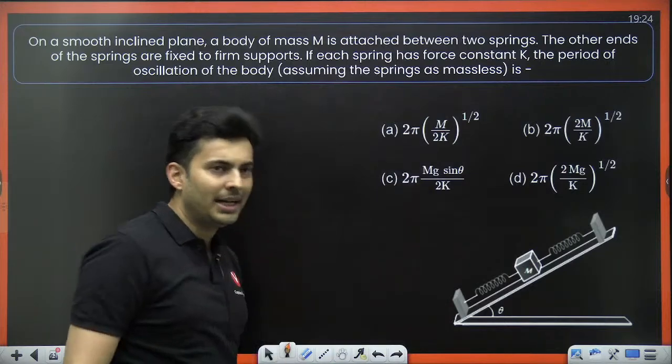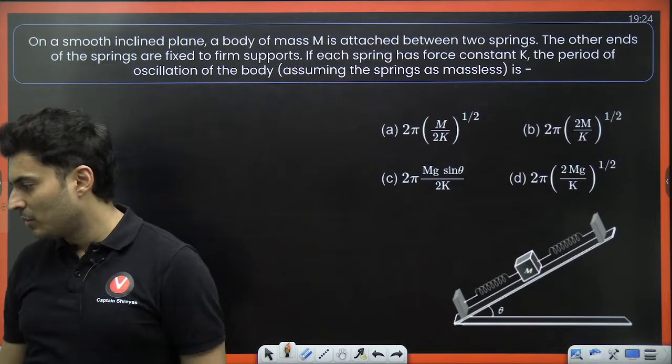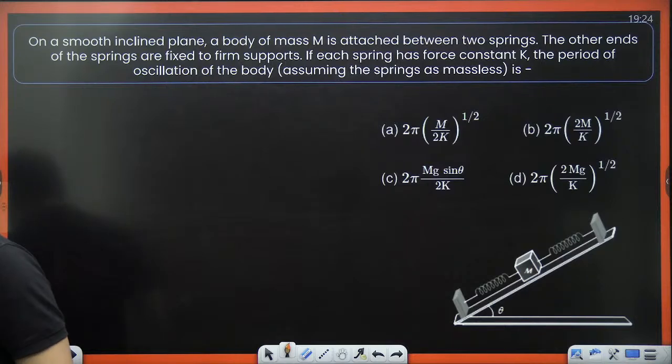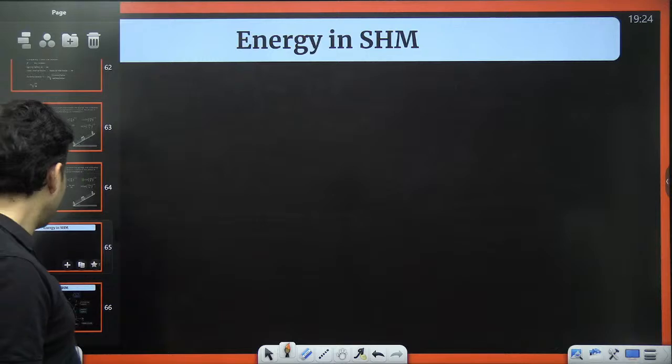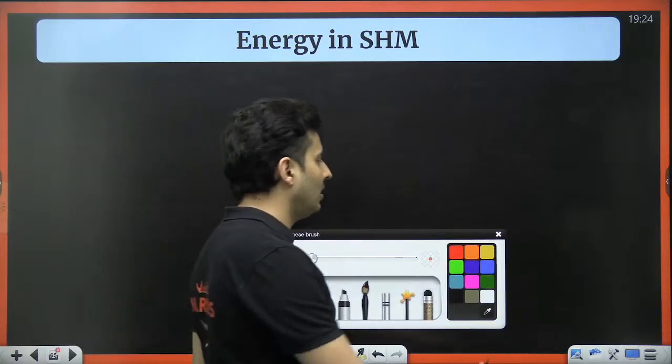2π under root m by 2k. Understood, my dear warriors? Perfecto. It's the same thing. Doesn't matter at all. Moving on to the next, and that is energy in SHM.